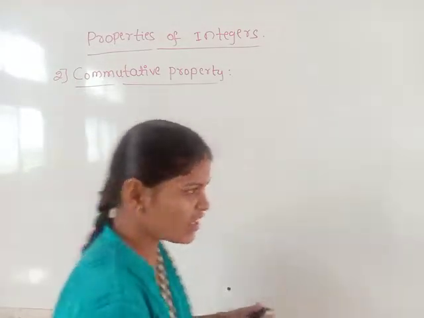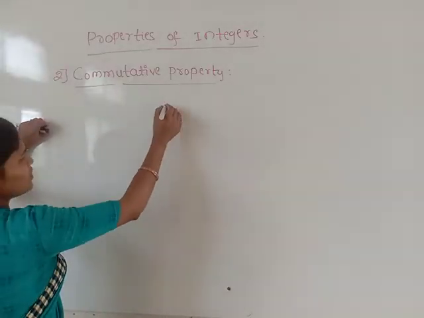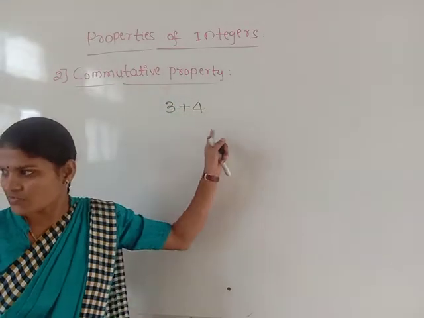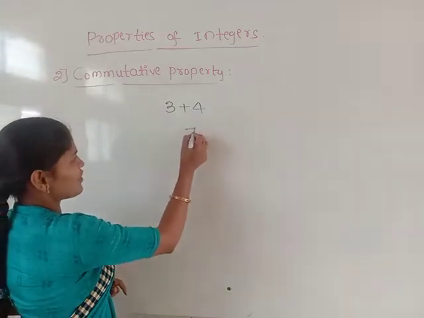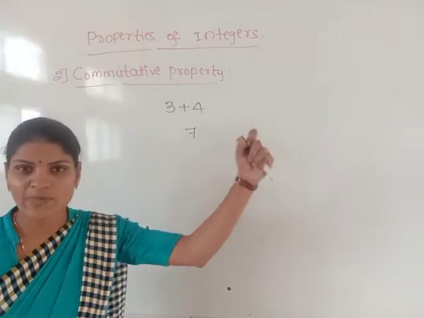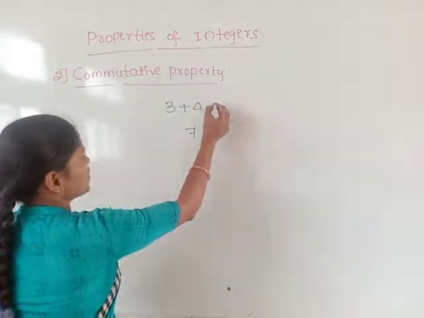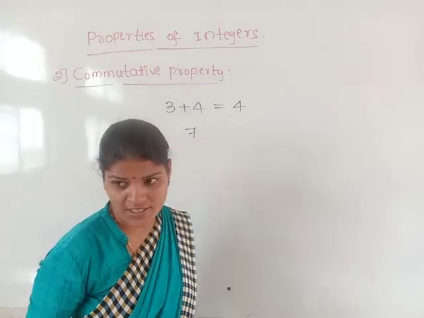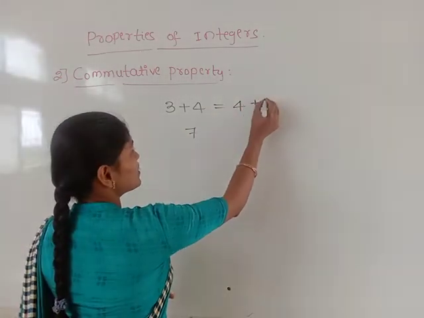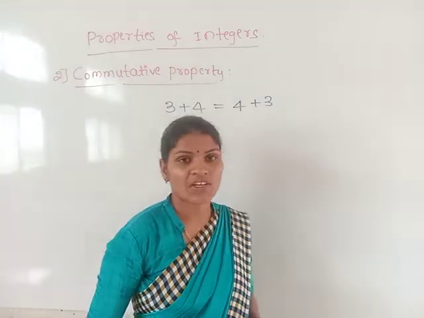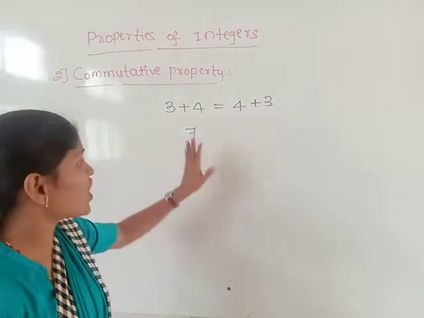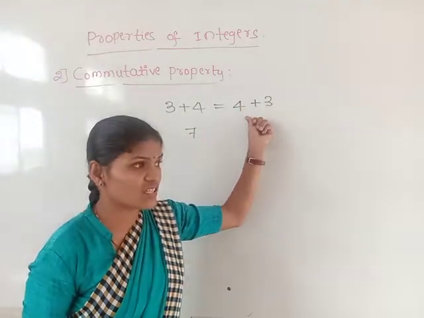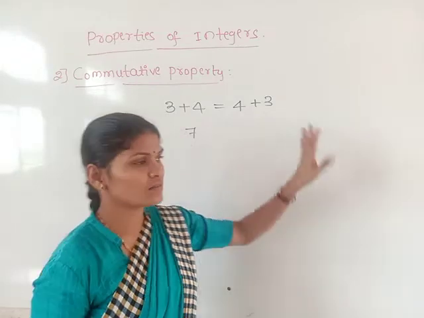In the same way, if I take numbers, suppose I add 3 and 4. 3 plus 4, the sum is 7. But on the right side of this equal sign, I will take the number 4 first. Then I will add the number 3 to this 4. So I have changed the order. 3 I have taken first, 4 second. But in the opposite direction, 4 first, then 3.